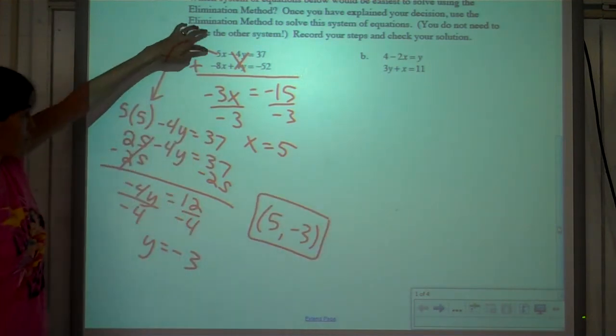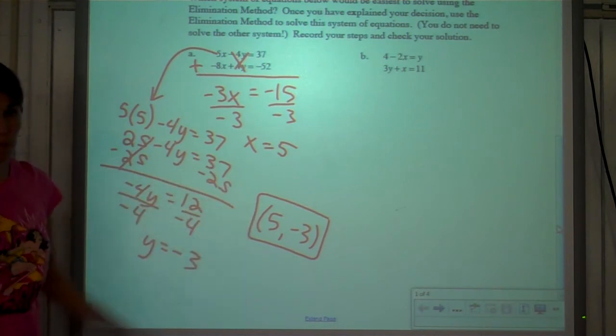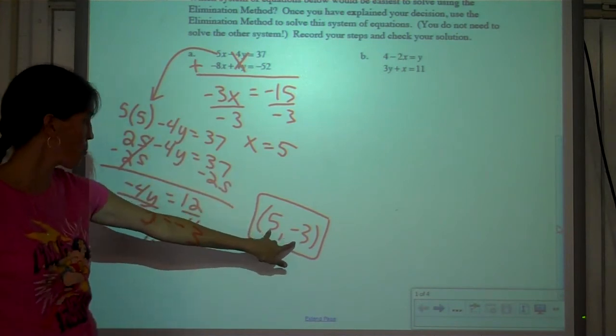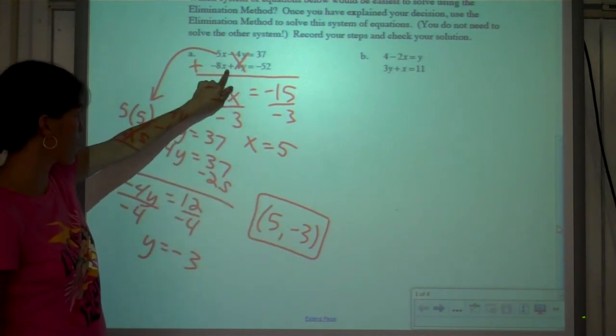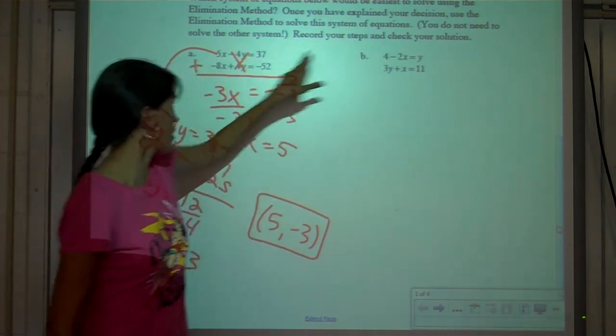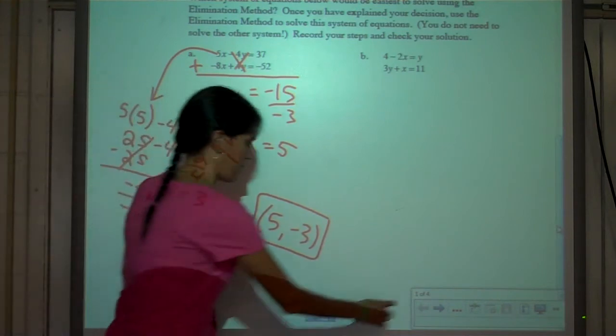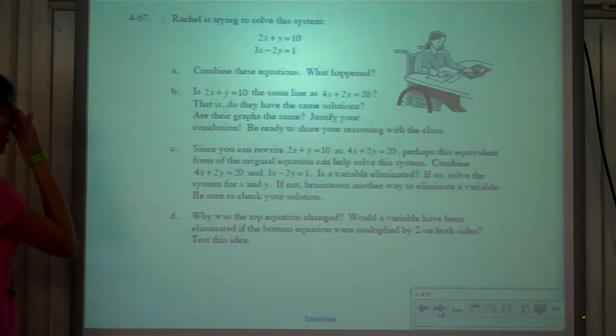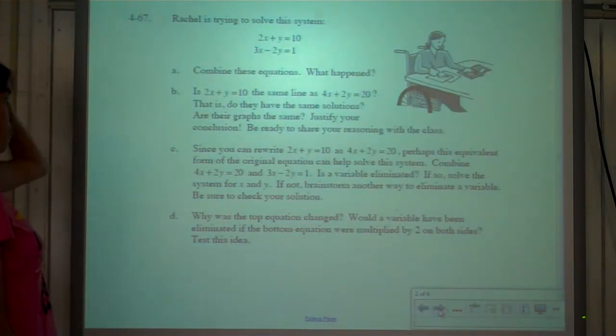That means if I were to graph this line and this line, that would be the point of intersection, because this is the only ordered pair that makes this equation true and that equation true. So I'm not asking you to check right now, but if you did, it says to check there. You would just fill them in to see if they work. Alright, this is problem 67, actually from your book.